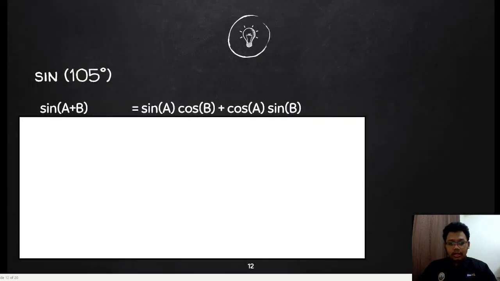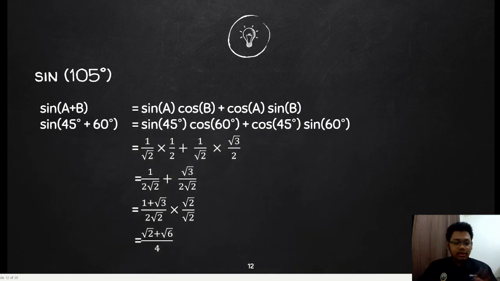Right. This is another example. 105, we can do a lot of numbers. I mean around that 60, 45, 30, 90, we can do a lot of numbers with this. So we can do any addition, any subtraction. For this example, I choose only this one first. So sine of 45 plus 60. The procedure, we need to expand the formula. So the expansion will be sine 45 cos 60 degrees plus cos 45 sine 60 degrees.